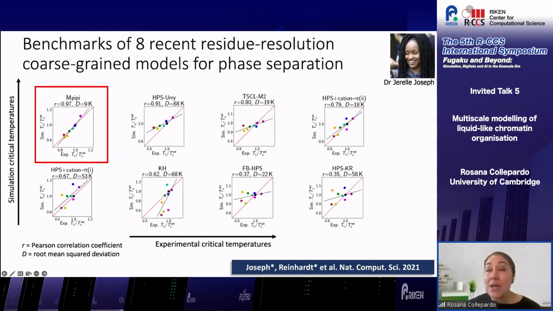So when we test our model with this particular system, here I'm showing you the predictions of the model, the simulated critical temperature versus the experimental one. We see that our model performs really, really well and outperforms other similar models in predicting the critical parameters of this system.